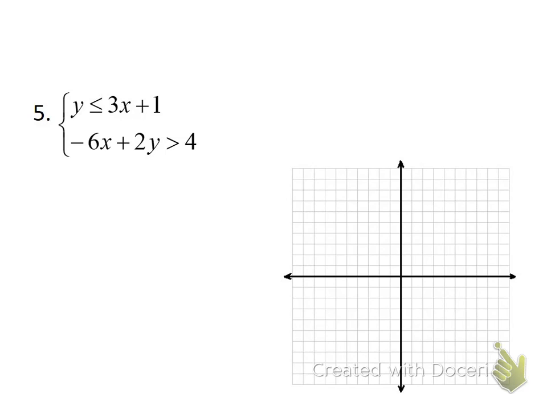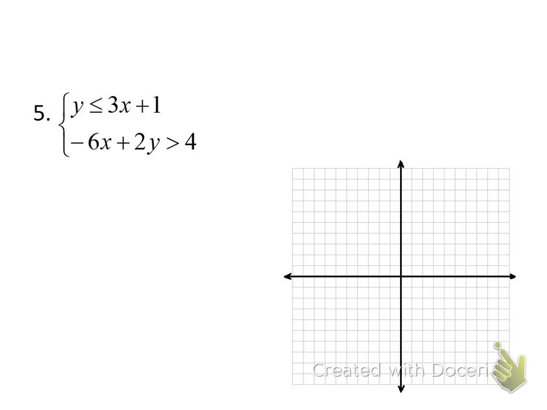Personally, before I start these, I like to have them in slope-intercept form. If you want to graph this bottom one from standard form, you can. It's just not my favorite way of doing things. So if I'm going to change the bottom one to be in slope-intercept form, what do I need to do?